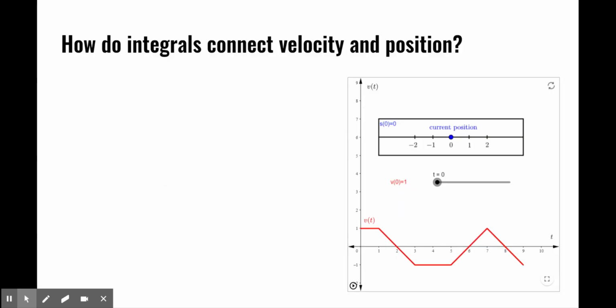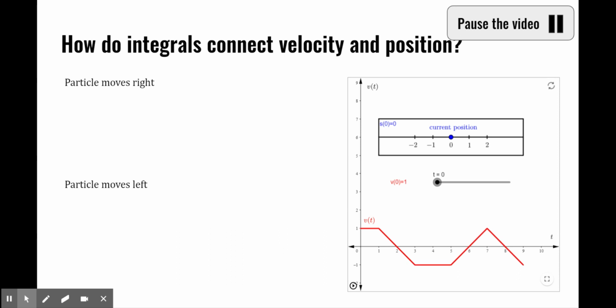As you explored with the applet, you noticed that the blue particle in the box moved right on the number line when velocity was positive, and left when velocity was negative. If you have not already done so, pause the video and write down on which intervals the particle moves left and right.